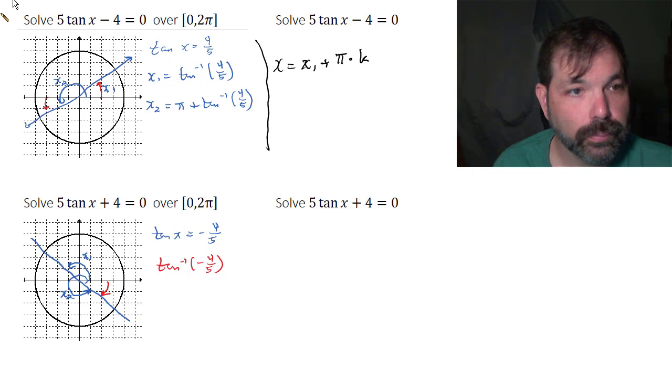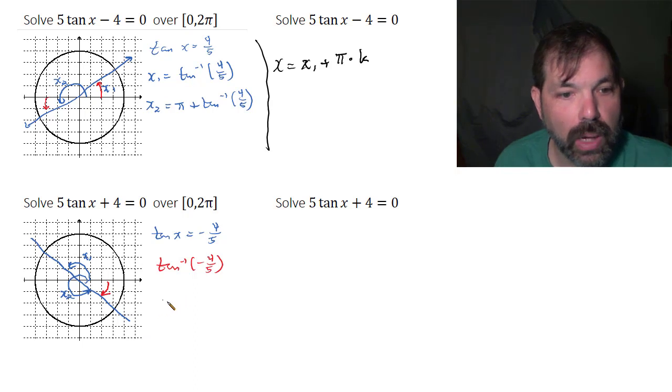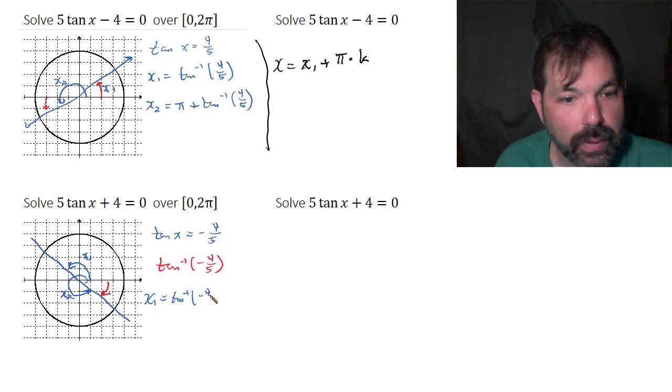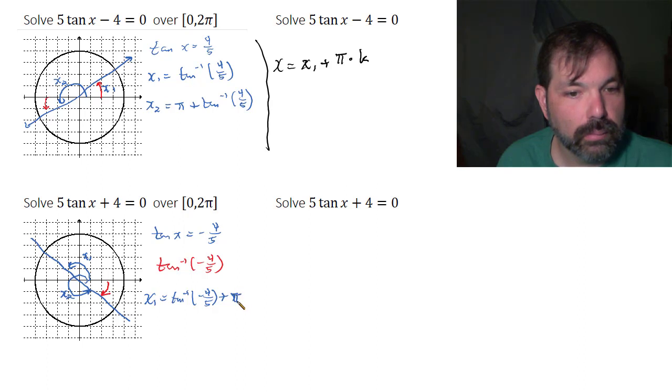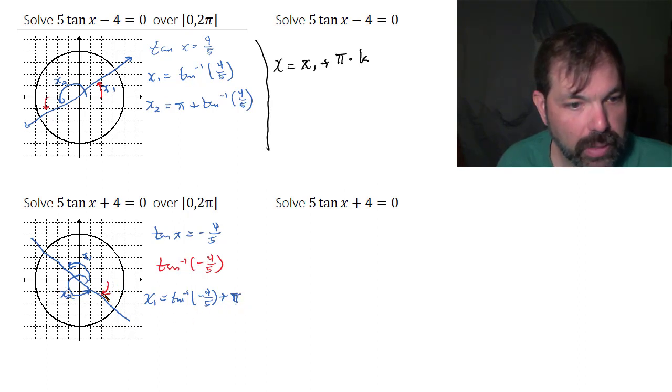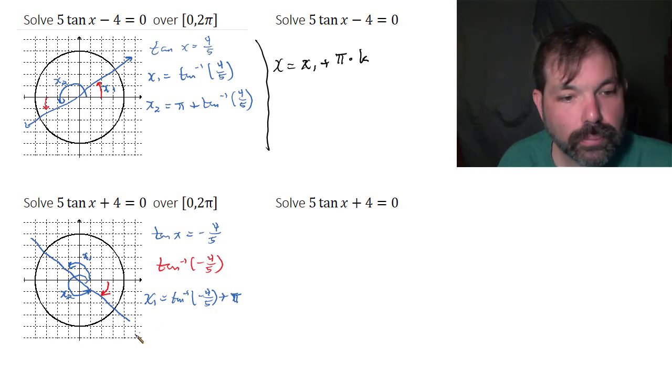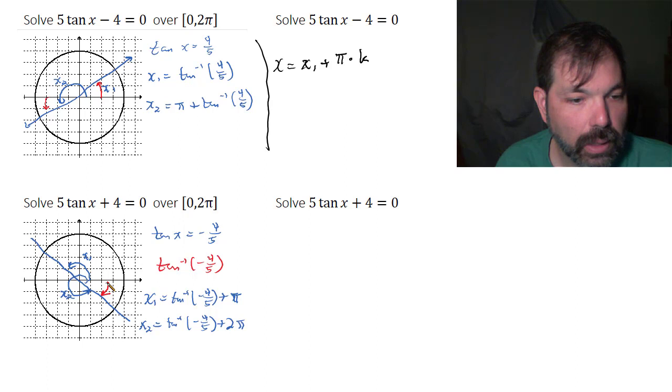So one way to write x1, if we're over 0 to 2 pi, x1 would be the tangent inverse of negative 4/5 and add pi. Right? If we sweep clockwise and then add pi to get the half rotation. Similarly, x2 would be the tangent inverse of negative 4/5 plus 2 pi. Right? Sweep negatively and then add a full rotation.